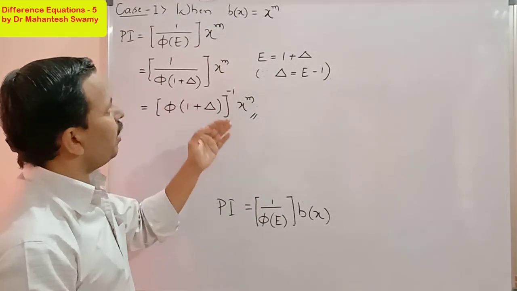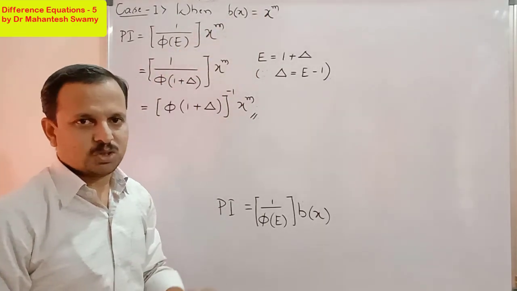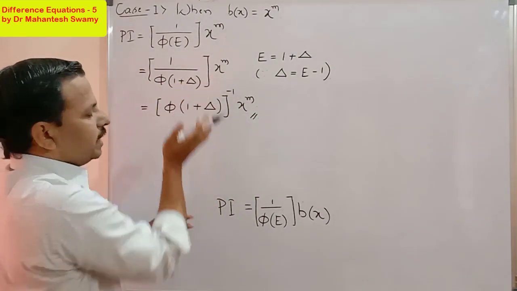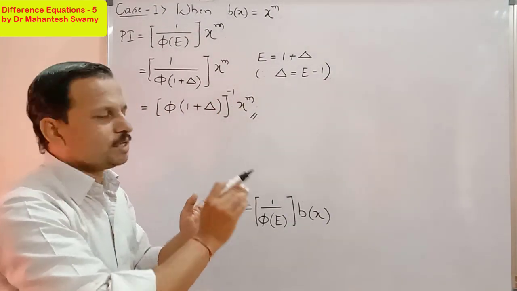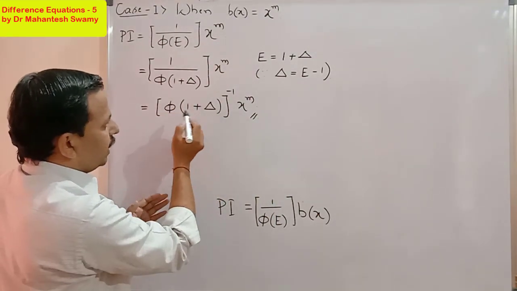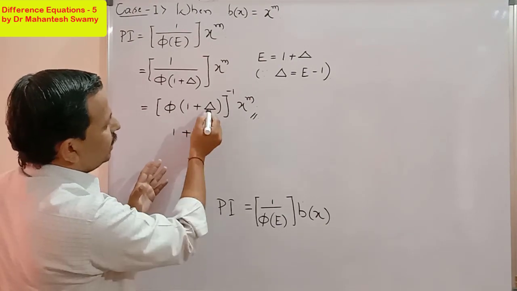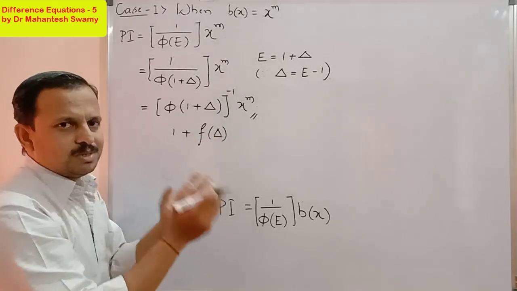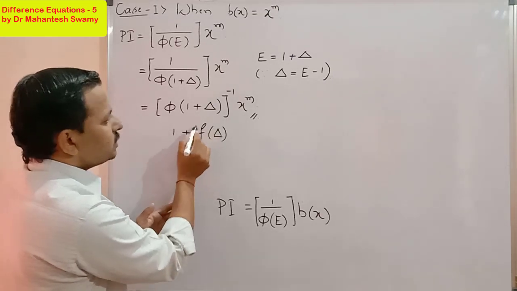So this is one way of finding the particular integral when the RHS function is x to the power m. What is to be done? Simply replace E by 1 plus delta and take the entire denominator to the numerator, whole to the power minus 1, and then simplify and expand it. This should be converted into such a form where we get 1 plus some relation in the delta terms.